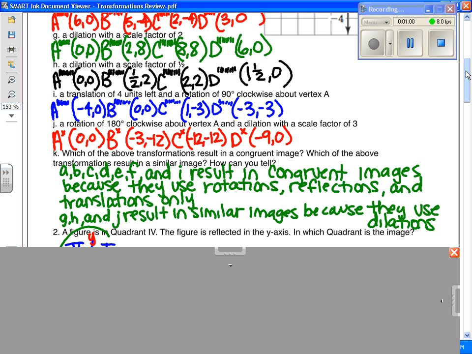Anytime that you are using a dilation, whether it's by itself or with any of the other transformations, you will get a similar image because a dilation will change the size. Although it will still be similar, you'll have the same angles and all of your side lengths will be proportional.